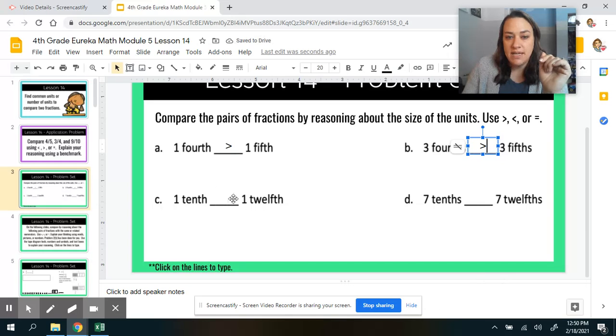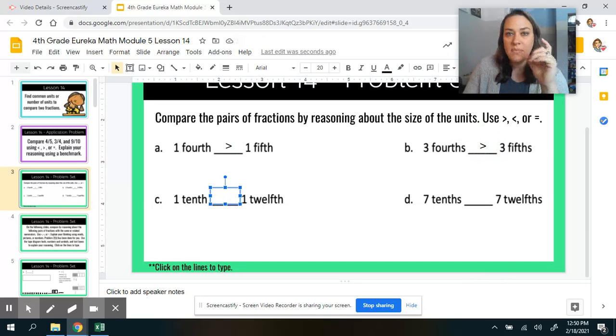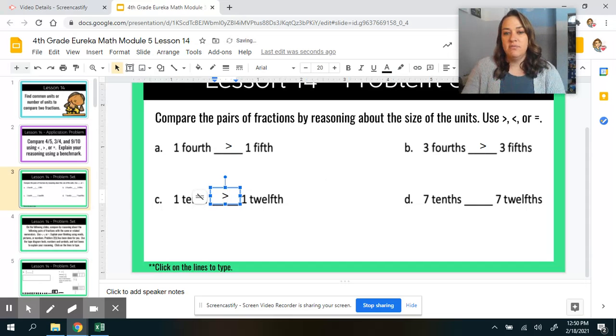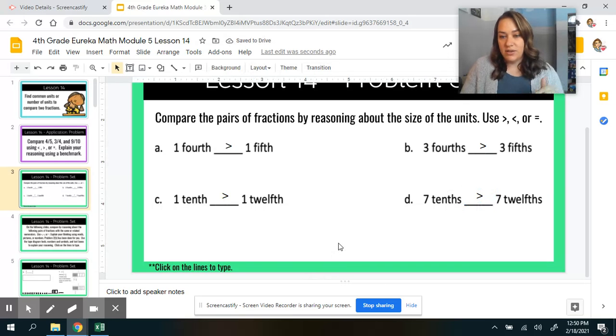The same thing with 10ths and 12ths. I cut my pizza into 10 pieces and then I cut this one into 12 pieces. The one that I cut into 10 pieces, those pieces are going to be larger because I didn't have to cut it as many times or break it apart as many times. So 1/10 is larger than 1/12. If I have 7 of those tenths and 7 of those twelfths, my 7/10 is still going to be larger because each fraction is larger than the twelfths. You guys with me? Okay.